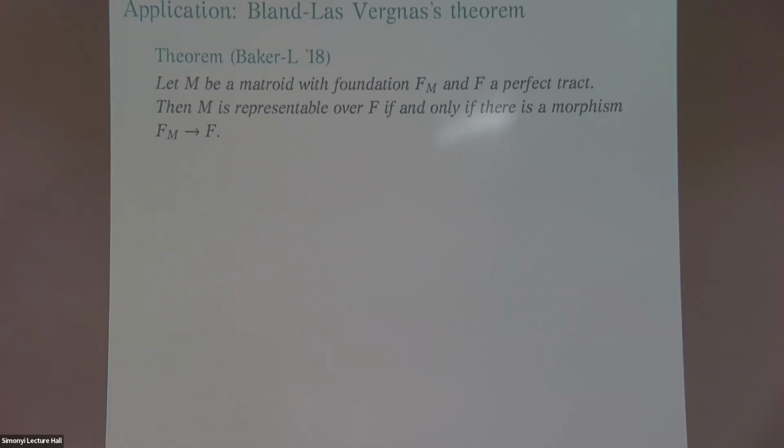So the first observation is that this guy still can tell whether a matrix is representable or not over perfect tracts because of this fact that I told you before. So a matrix M with foundation Fm is representable over a perfect tract F if and only if there's a morphism from Fm to F. And this now is much more tractable using the tract or the usage of language here.